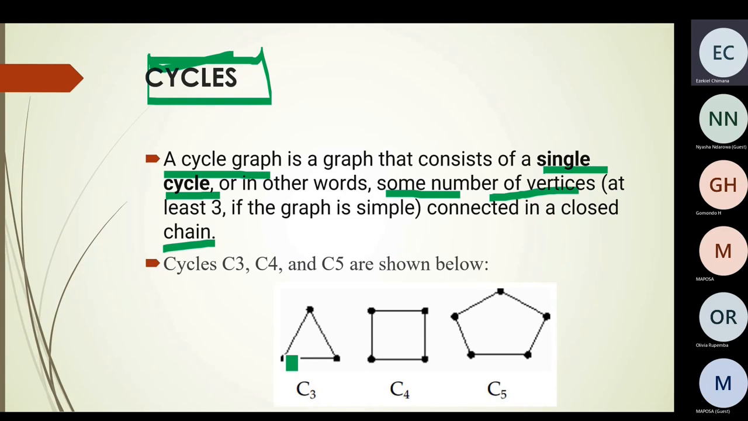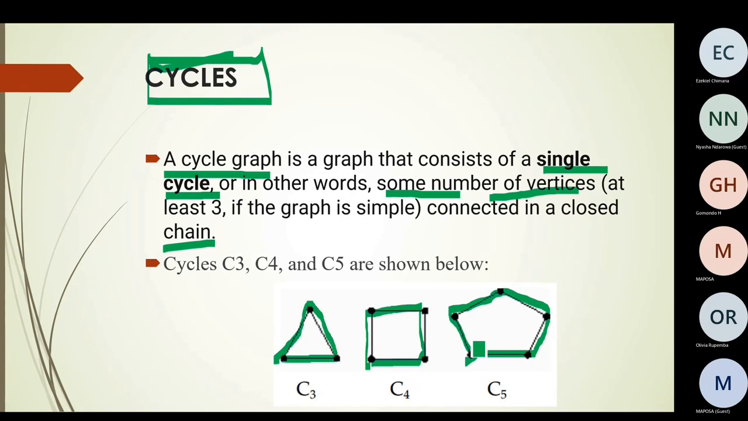If I start here, I can also come back here through this way, this way, this way. That's a cycle graph. Like here, you can start from here, going this way, this way, this way. You can do the same here. So that's a cycle graph. I don't know if there are questions here.